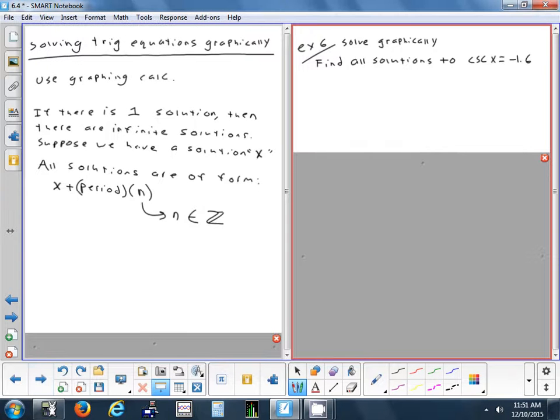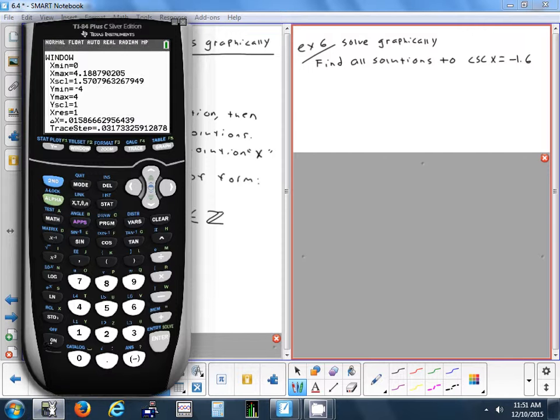Right, so let's find all solutions to where cosecant equals negative 1.6. Since I don't have a button for cosecant, how do I type that in? Yep, but there's no button for CSC on the calculator. So, yeah, it's 1 over sine. So that's important. Make sure we remember how to type that. Okay, I'm going to put that in y1. What would I put in y2? Negative 1.6.